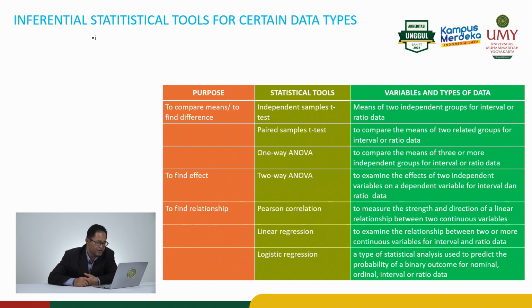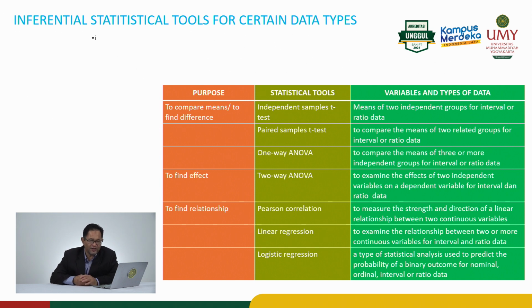And then the second one to find difference is to compare by paired sample t-test. It also requires you to have interval and ratio data. And one-way ANOVA to compare means also requires interval and ratio data. And to find the effect, one way is using two-way ANOVA, to examine the effect of two independent variables on one dependent variable for interval and ratio data.